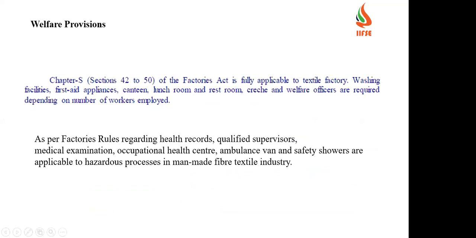And if you see the welfare provisions, section 5, from 42 to 50 of the Factories Act, is fully applicable to the textile factory, including washing facilities, first aid appliances, canteen, lunch rooms and rest rooms. Creche. The creche is nothing but, if you have women employees, 30 and above, the creche facility should be there, where the employees' kids are accommodated for the mother workers.